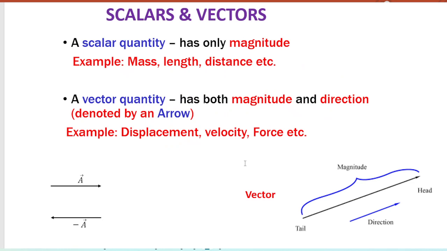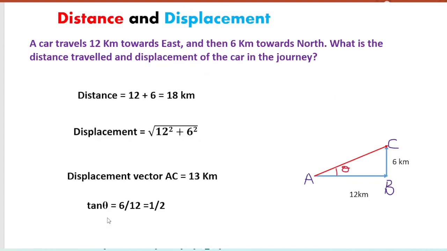As we know, there are certain quantities which have magnitude only, like mass, length, distance, and there are some quantities which have both magnitude and direction. These are known as vector quantities, like displacement, velocity, force, etc. They are denoted by an arrow. The length of the arrow is the magnitude and the direction is shown by the arrowhead. If we have a vector A, then the negative vector minus A is in the opposite direction. The magnitudes are the same, but there is a change in direction only.